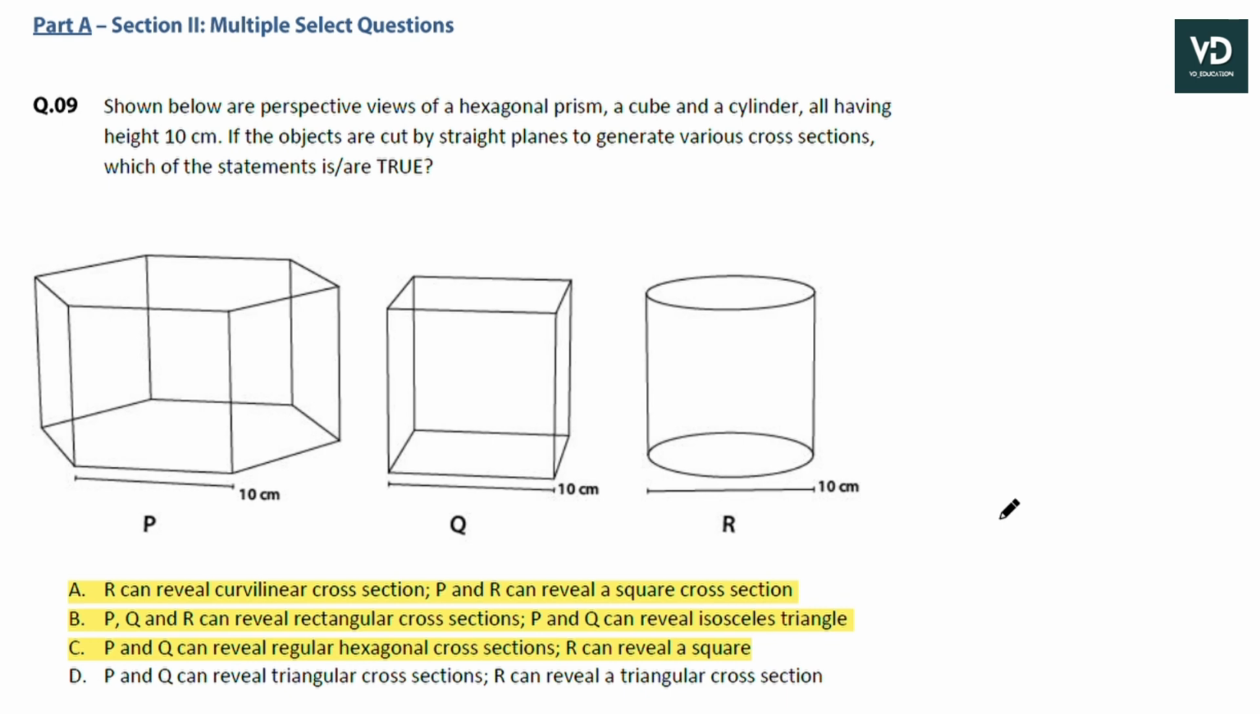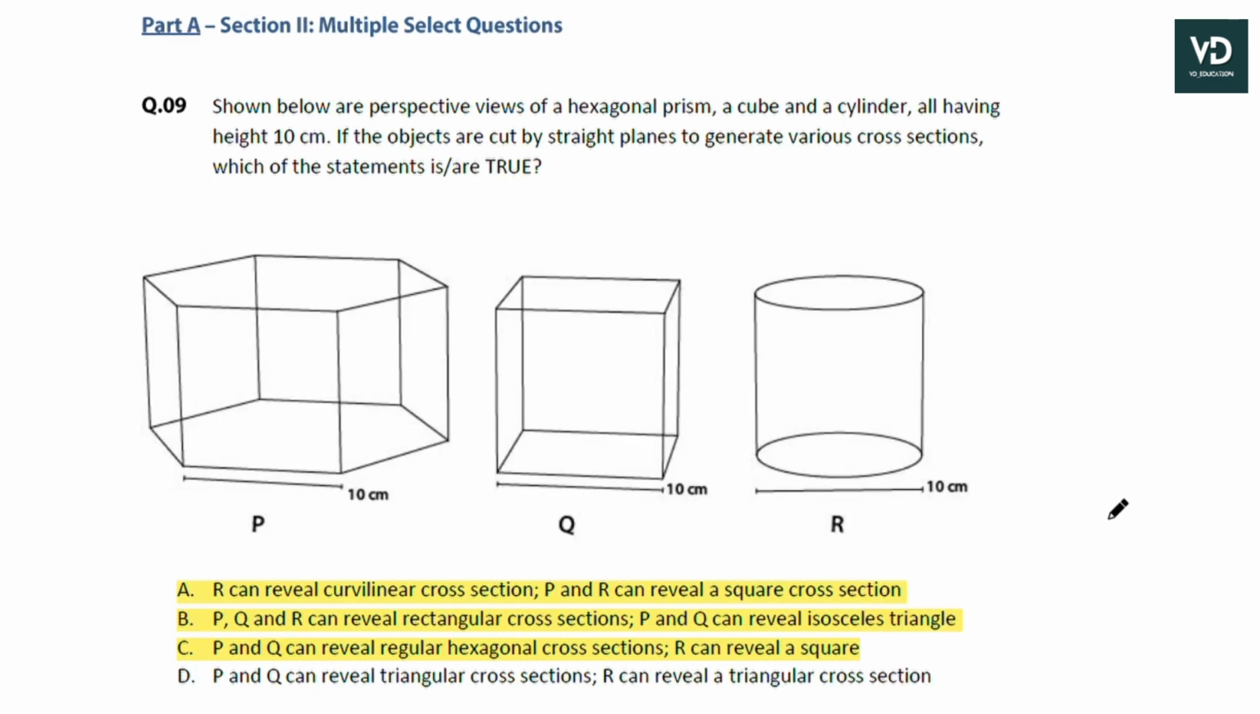So the answer will be: R can reveal curvilinear cross section, P and R can reveal a square cross section. Q and R can reveal rectangle cross section also. P and Q can reveal isosceles triangle also. Yes. Okay, then P and Q can reveal regular hexagonal cross section. R can reveal a square.